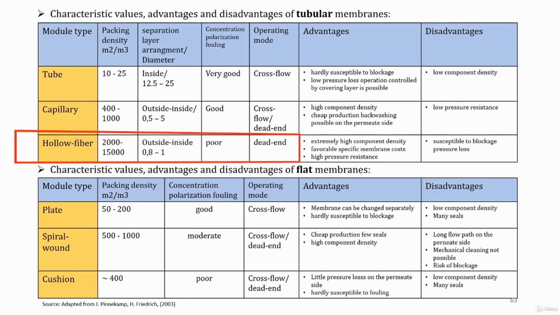The most commonly used membrane module for municipal water treatment is the hollow fiber, with the highest component density and lowest diameter in this form, and also a dead-end operating mode. The main disadvantage is susceptibility to blockage and pressure loss, but high pressure resistance and being affordable are some of the benefits of this module.